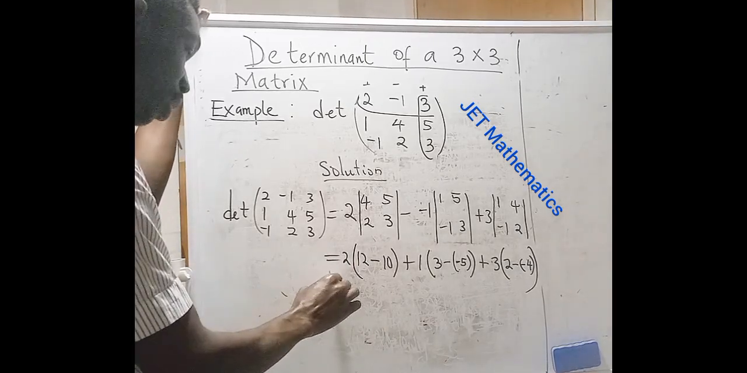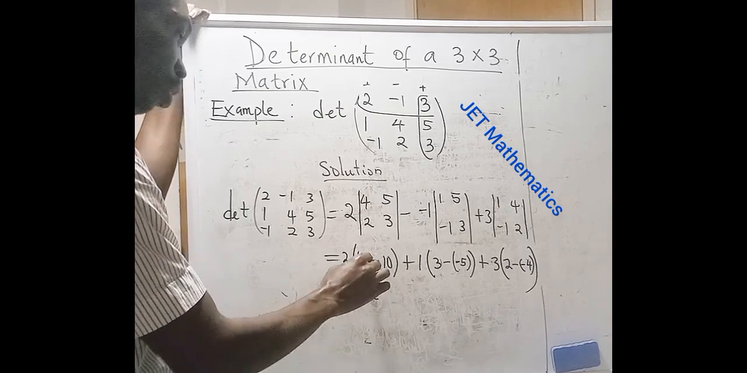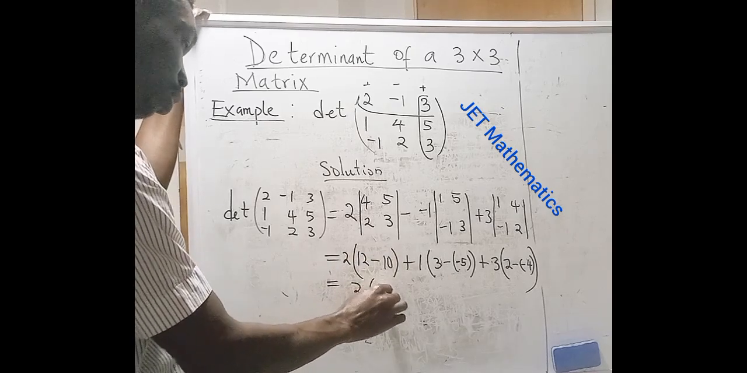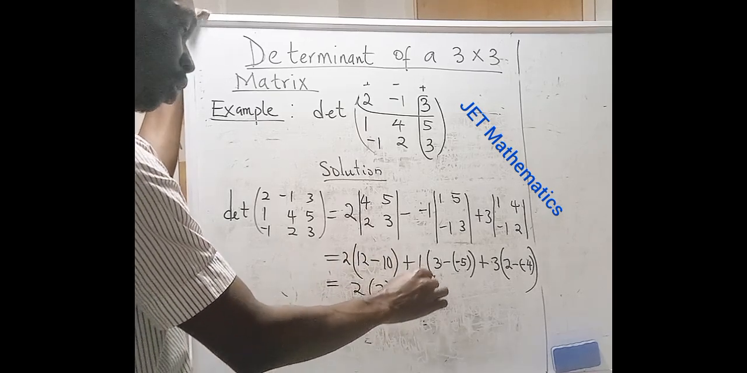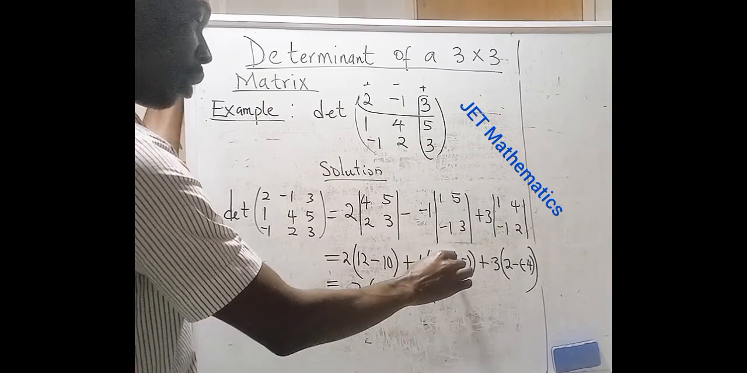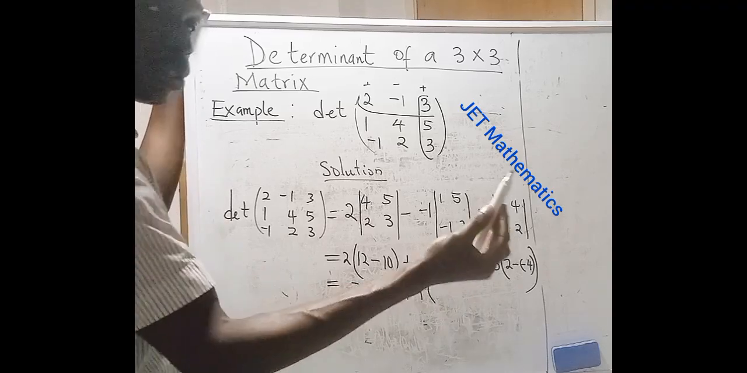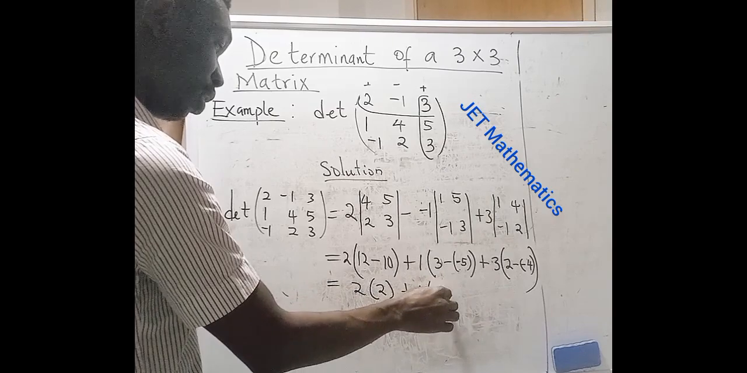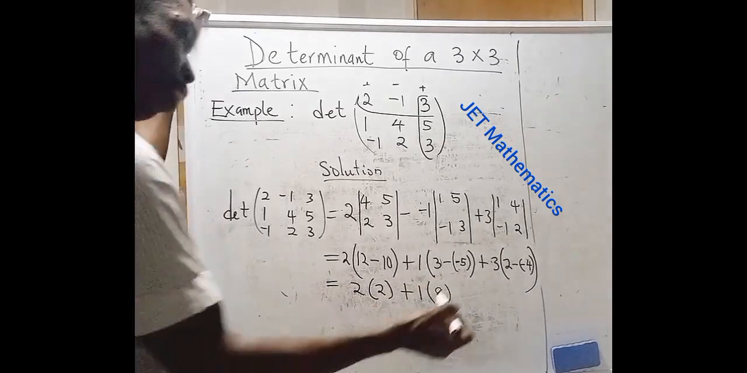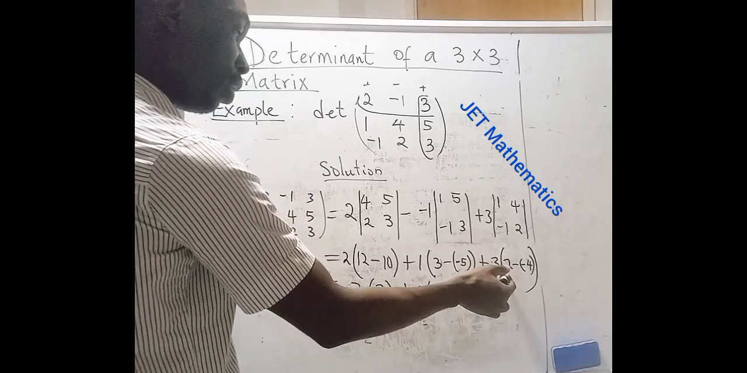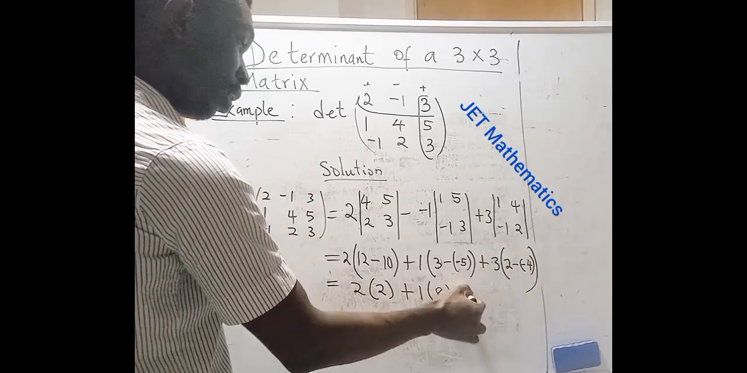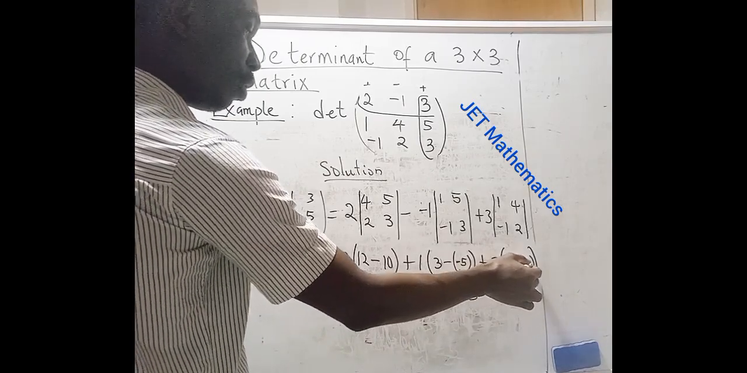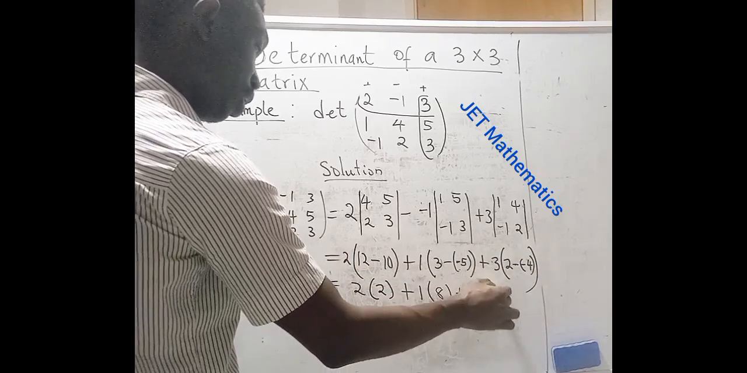But then we go, this becomes 2, and 12 minus 10 is 2, plus this is 1. 3 minus 5, minus becomes plus, so 3 plus 5 is 8. And then here we have 3, 2 minus 4, that gives us 6.